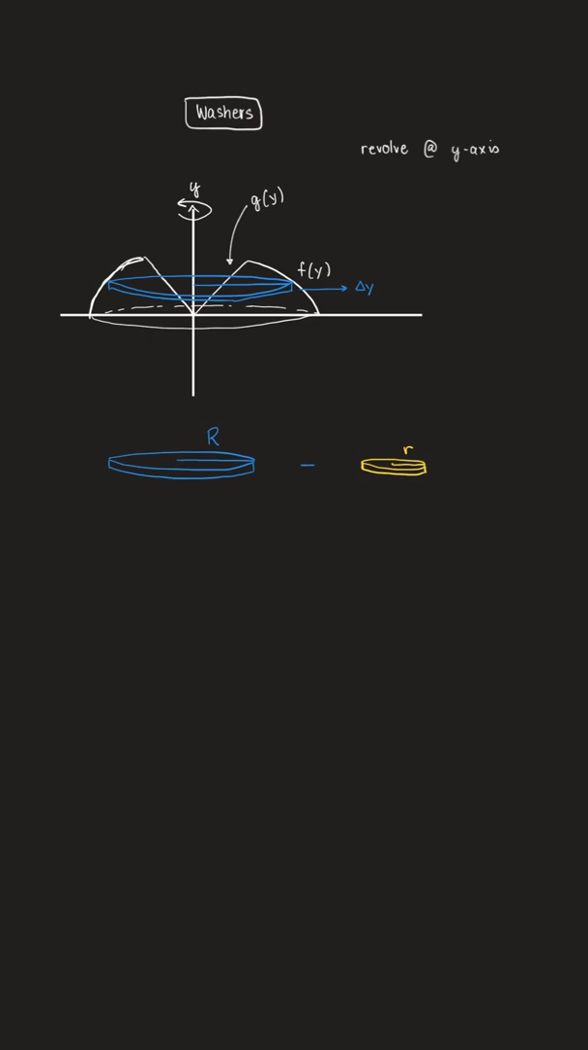In this case, these distances are horizontal. And because they're horizontal, that means that we're going to have to make sure that our functions are written as x equals g of y and as x equals f of y. So just like with disks, when we revolve about the y-axis or a vertical axis, we need to set up the integral with respect to y, or in terms of y.